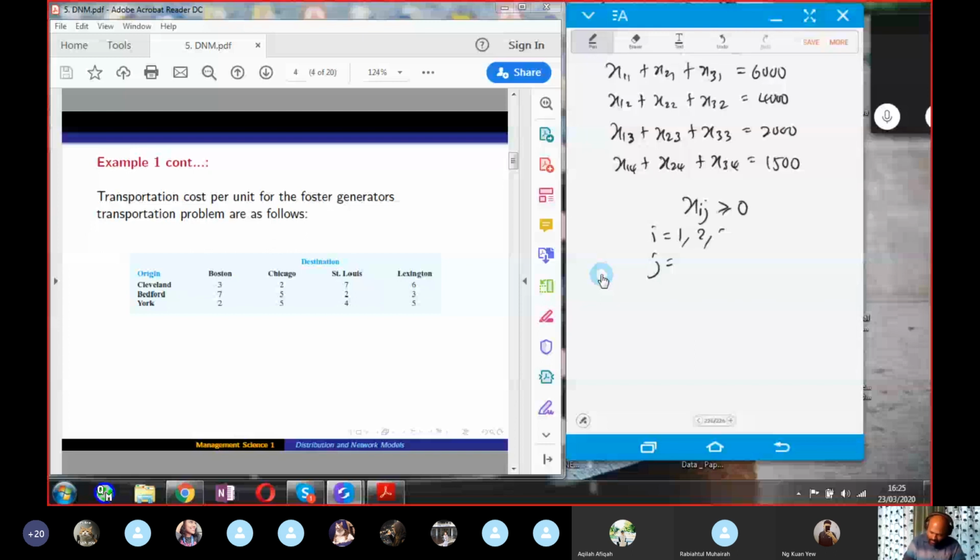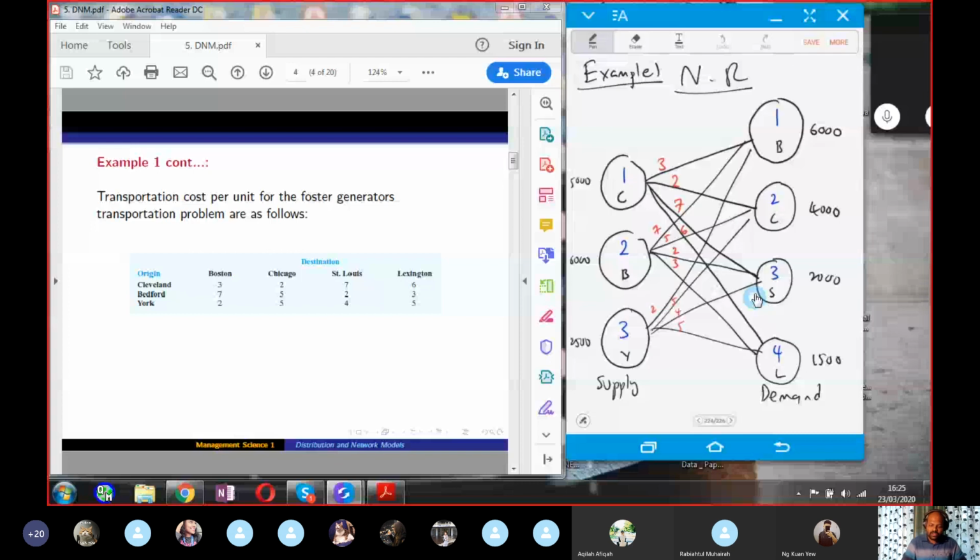J is the finishing point or ending point. So you have to see where the line ends up. The line ends up at 1 again. The line also ends up at 2, 3, and 4. All the lines end up in 1, 2, 3, 4. So write the numbers 1, 2, 3, 4. This is how you construct a linear programming model for the transportation problem. This is how you construct the network representation for the transportation problem.